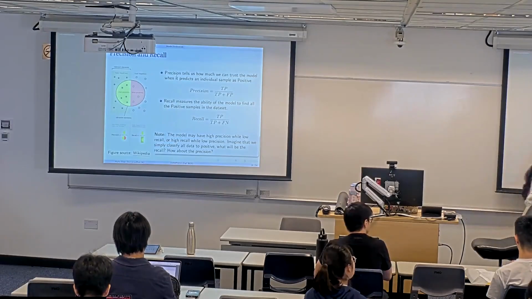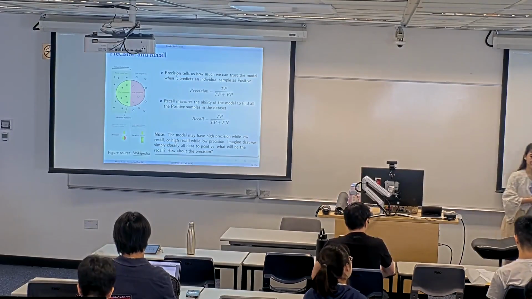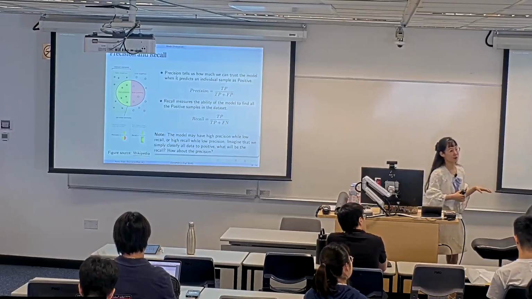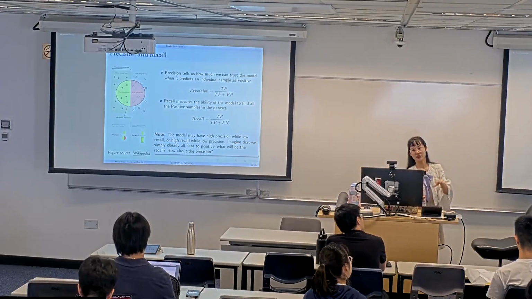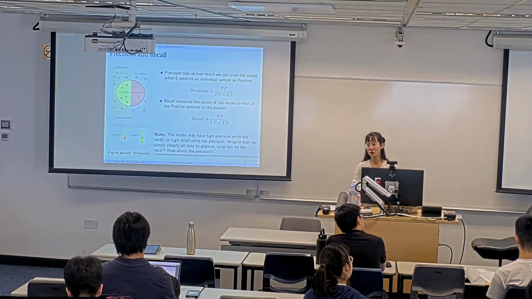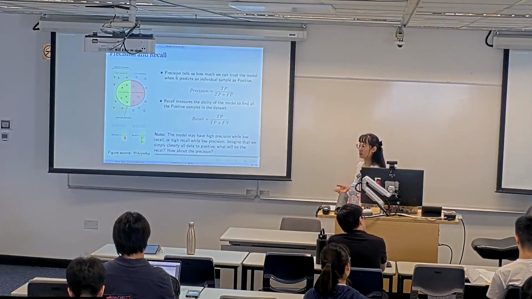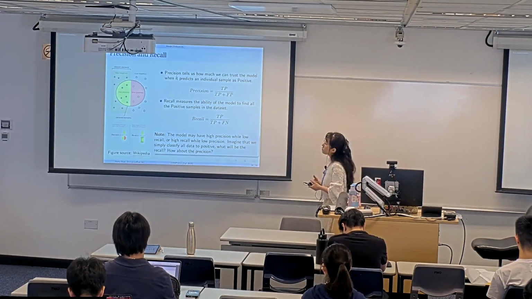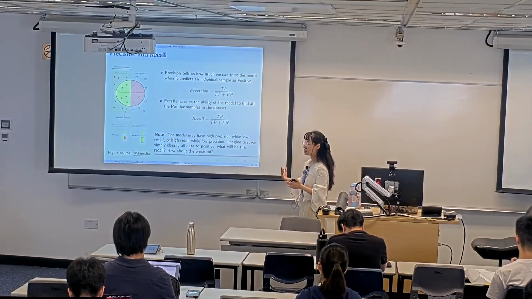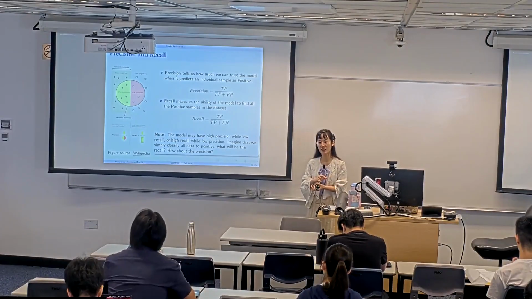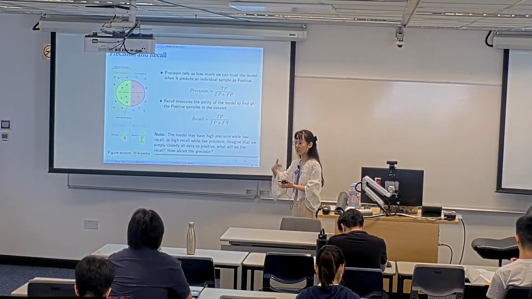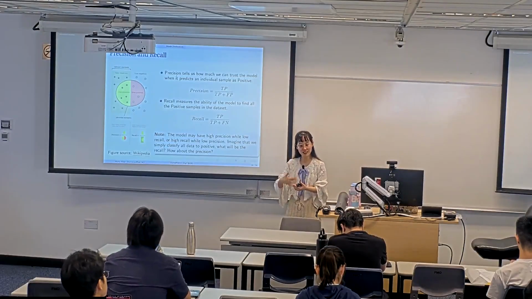But in the meantime, what about the precision? The precision would possibly be very low, right? Because you will make lots of mistakes if you simply classify everything as positive. That means precision and recall are usually not so correlated with each other. Usually one is high and the other is low, or one is low and the other is high.